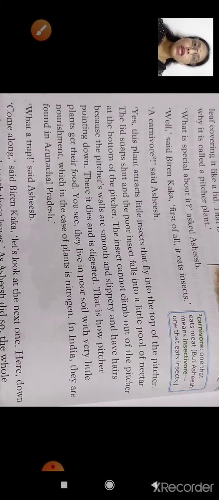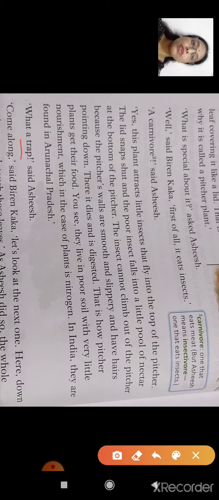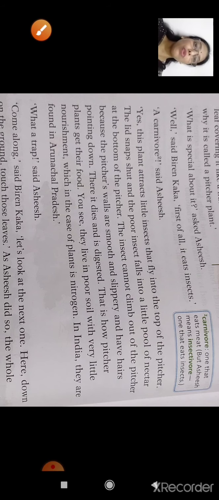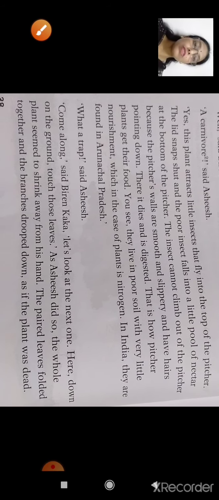So these pitcher plants are mainly found in Arunachal Pradesh. What a trap! Trap means a place where somebody gets captured. That is called a trap. Okay, what a trap. Come along, said Biren Kaka. Let's look at the next one.